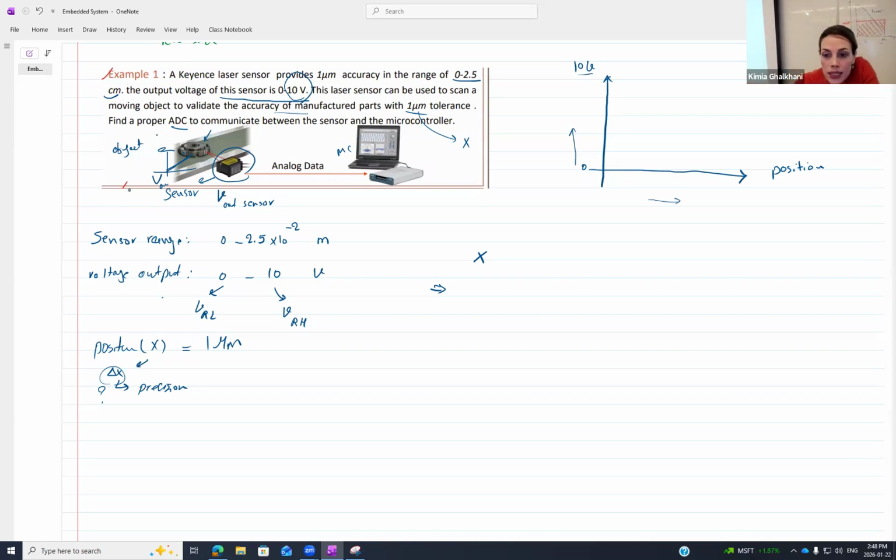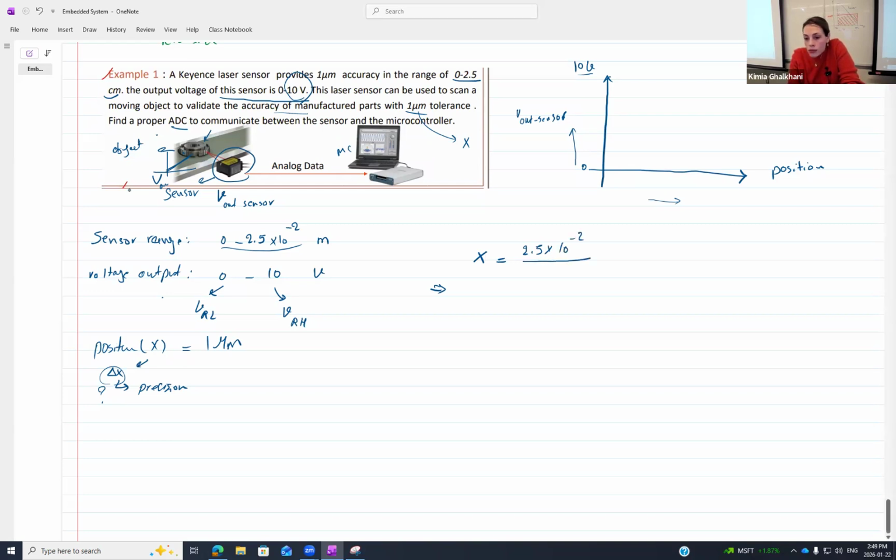So I'm going to say this is V out sensor, right? And now from there, I can say X is equal to what was the range? The sensor range is this one. Therefore, I'm going to say 2.5 times, because I already converted to meter, over what? My maximum voltage, which is 10. How about V out sensor? Still, I do not have V out sensor. Therefore, I should say V out sensor.